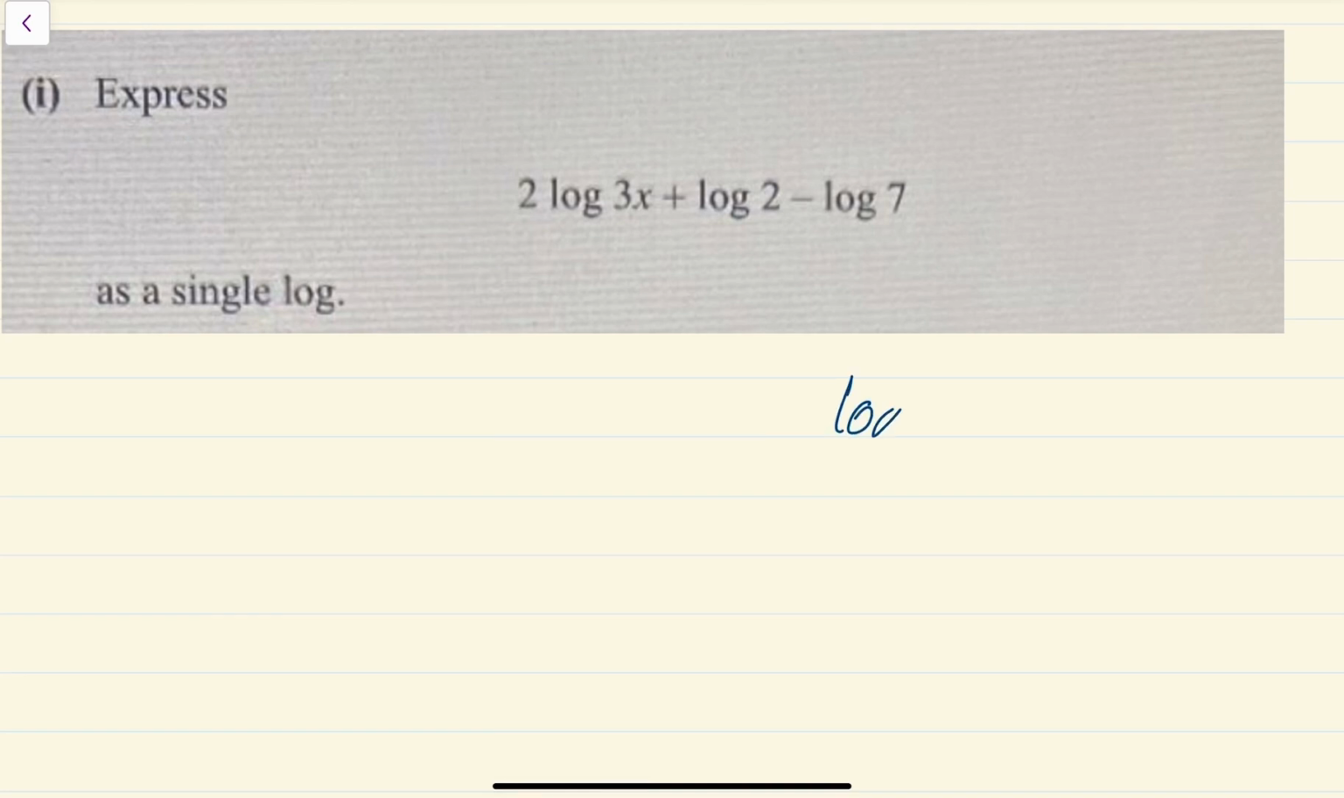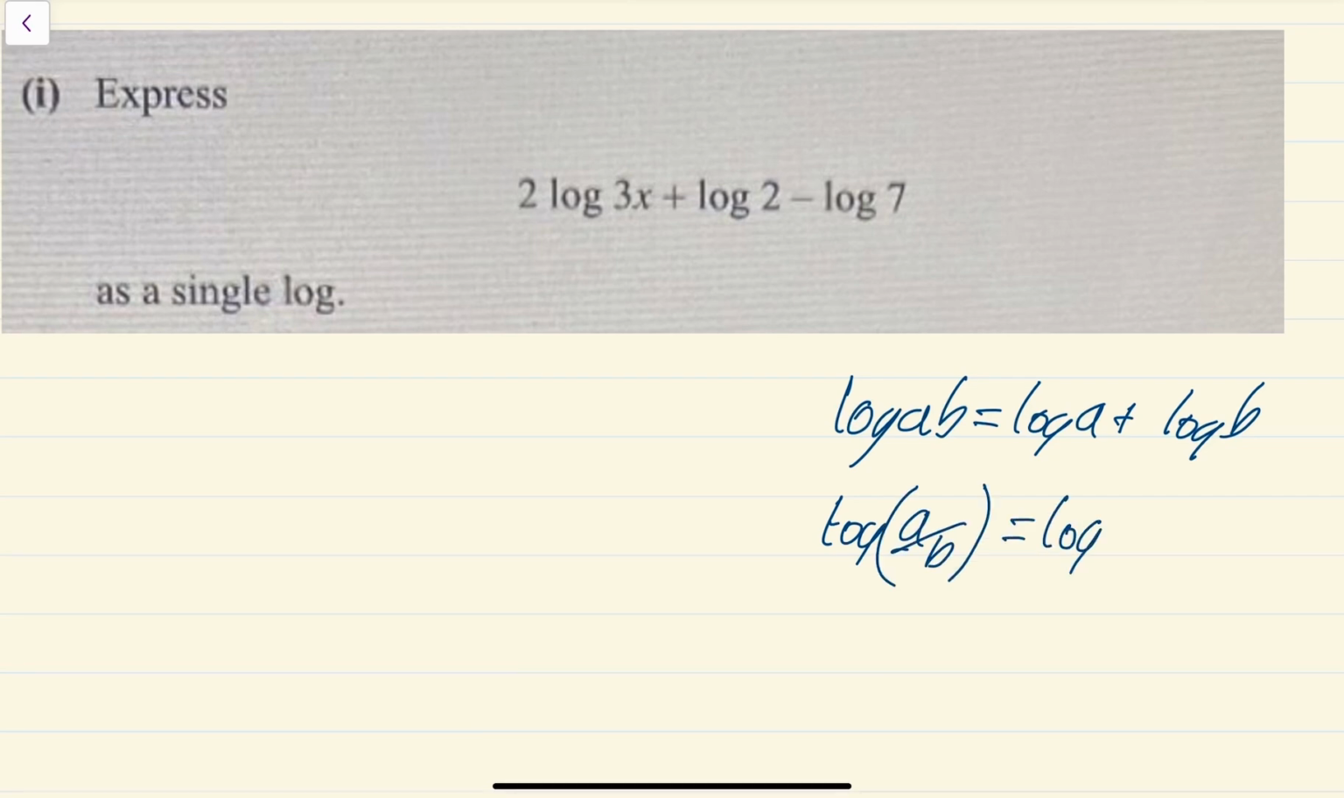The first one, rule 1, is that log of AB is the same as log of A plus log of B. Your second rule of logs is that log of A over B, so that's in a bracket, is equal to log of A minus log of B. And your third rule is that log of A to the power of n is the same as n log A.